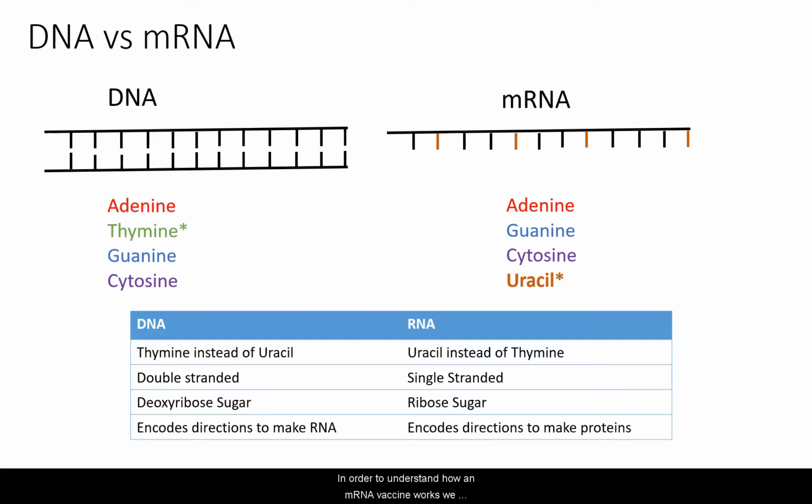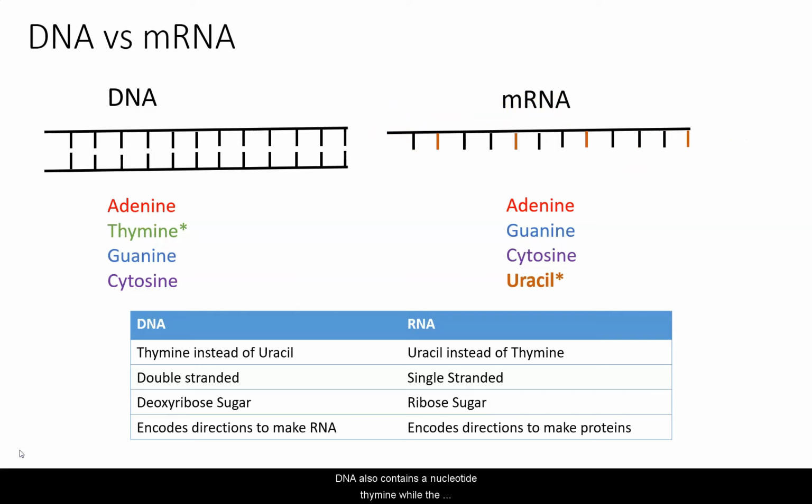In order to understand how an mRNA vaccine works, we need to talk about what is RNA. One of the easiest ways to understand RNA is to compare it with DNA. DNA stands for deoxyribose nucleic acid, and RNA stands for ribose nucleic acid. They have different sugar molecules, and both RNA and DNA are made of subunits called nucleotides. Another key difference is that DNA is double-stranded, as you can see here on the left, and RNA is single-stranded, as you can see here on the right.